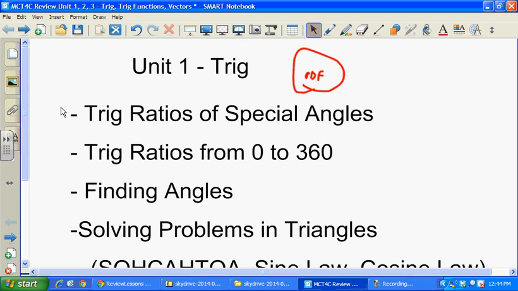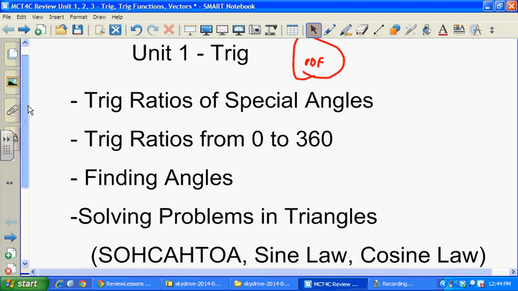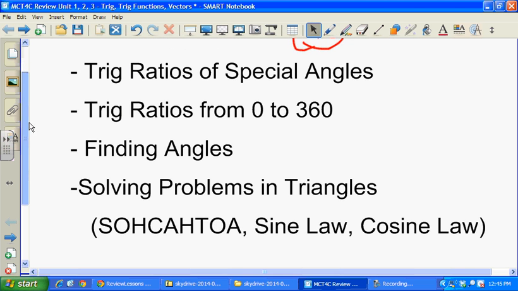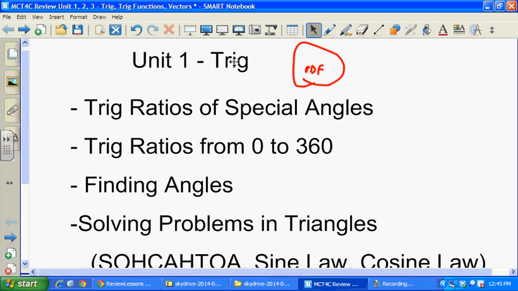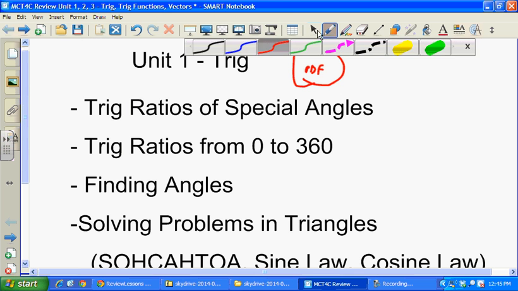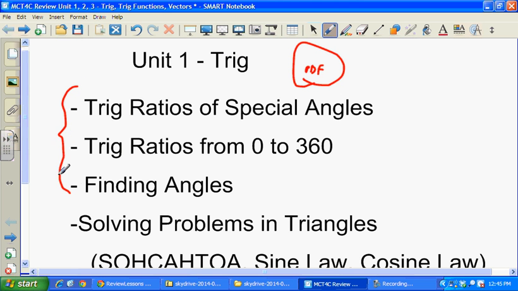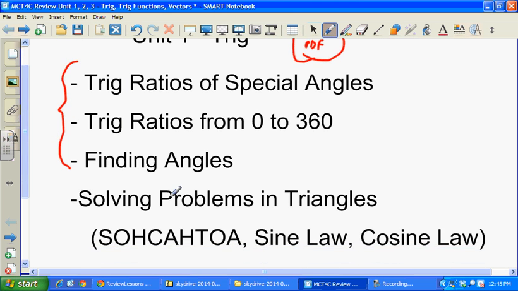The way the videos will go is there'll be kind of a list of all the stuff we did in that unit, and then a few typical examples from that unit. So in Unit 1, we did all that special angle stuff, and then rotation angles from 0 to 360. This stuff is all new. And then finding angles also had to do with the first two topics, and that was all new stuff, at least for the most part. The last one, when we were solving problems in triangles, was review of grade 10 and 11 trig stuff. So that stuff wasn't so bad.